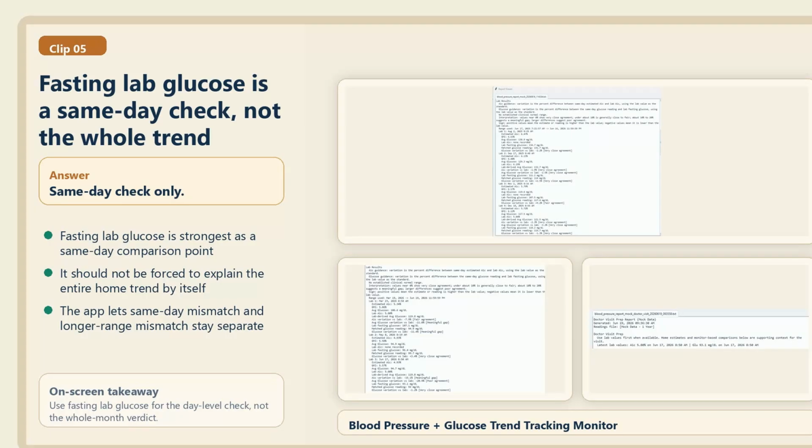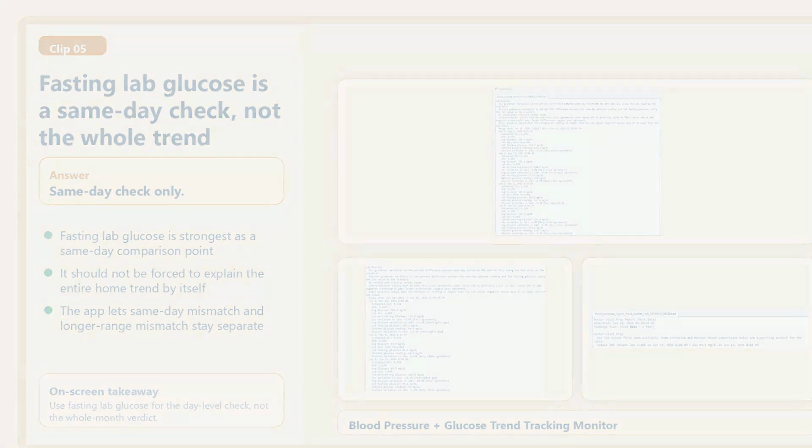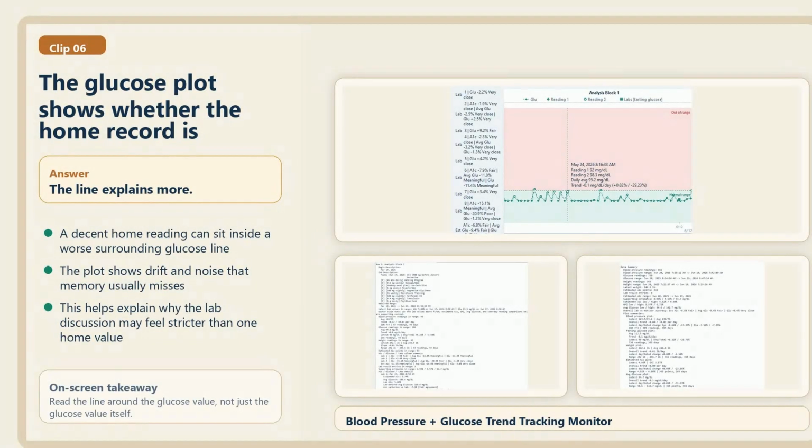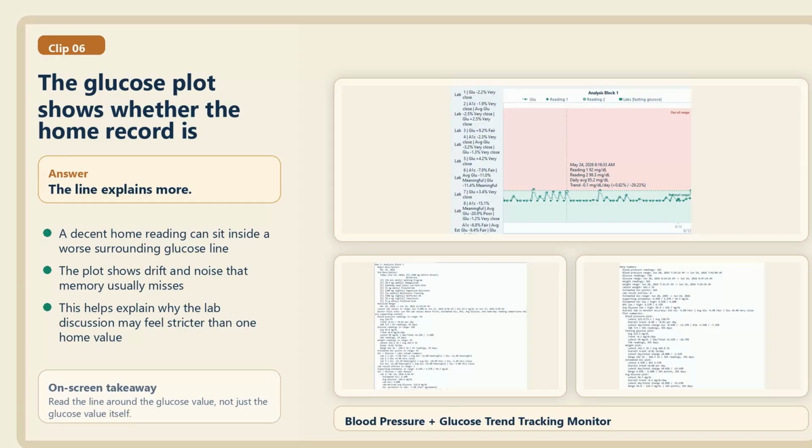The glucose plot shows whether the home record is drifting. The glucose plot is where the mismatch often stops being mysterious. A single home reading can look fine, yet the line around it may be trending upward or staying higher than you realized. The plot, the row analysis, and the data summary work together here. They show whether the home record was stable, drifting, or noisy around the time of the lab. That makes it easier to see why a doctor might focus on the lab result while you keep remembering one good number from home.